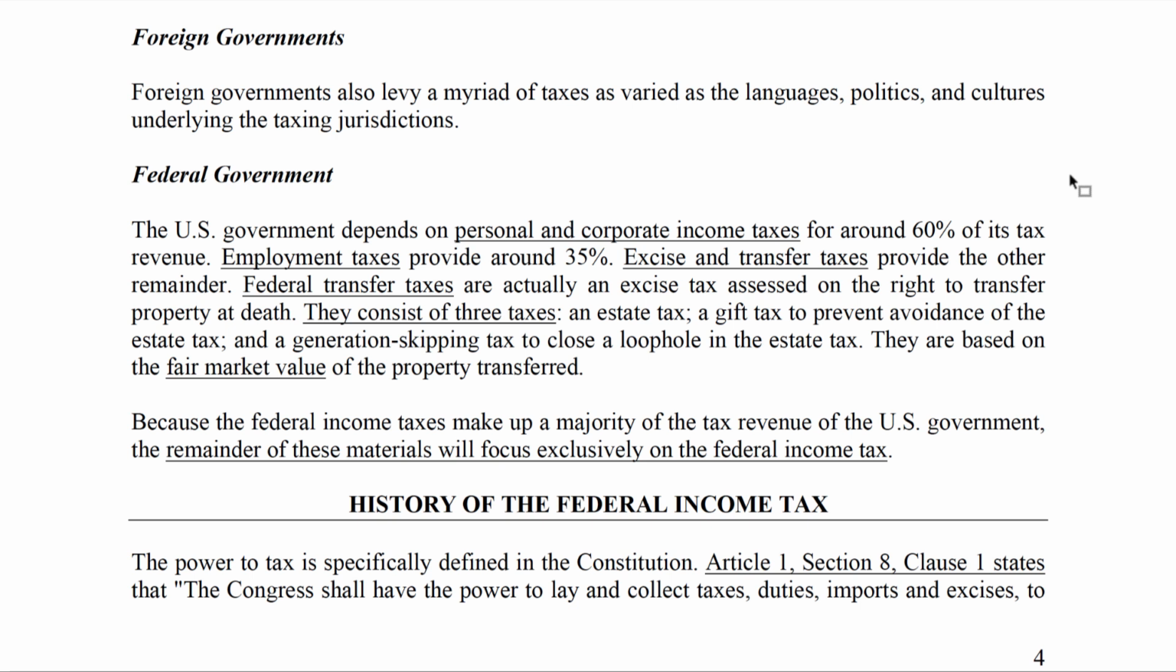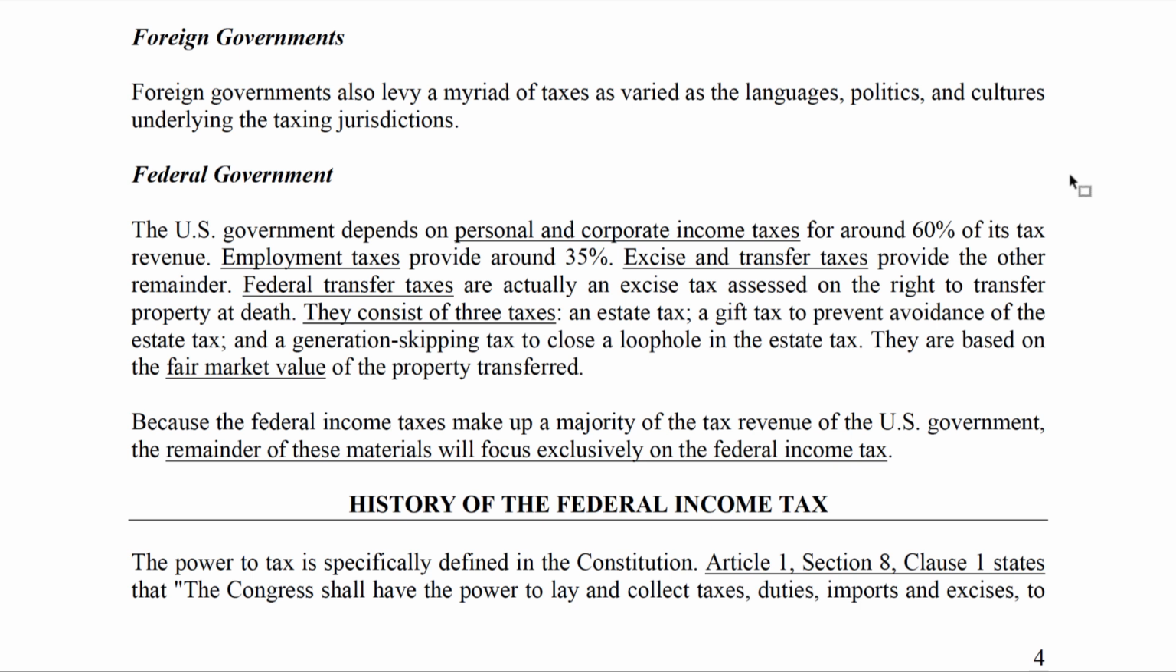So excise taxes, just like we saw for the state issue above, are taxes on specific items like alcohol, gas, cigarettes, different things that the federal government is taxing additionally. Transfer taxes are actually an excise tax, and they're assessed on the right to transfer property at death or during life to circumvent the estate tax, we call it.